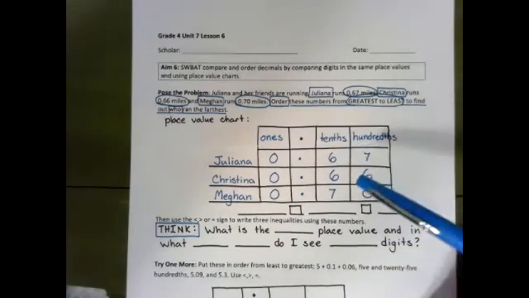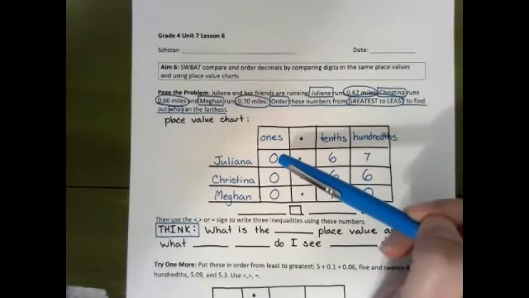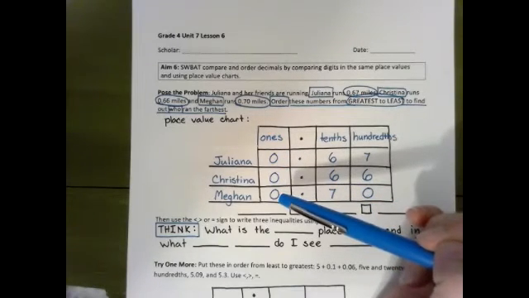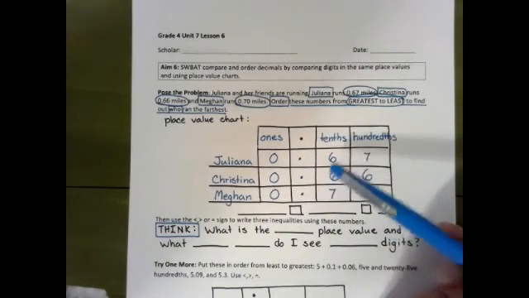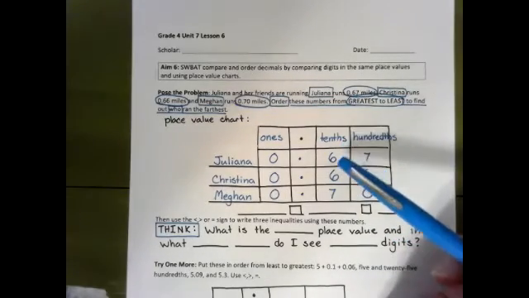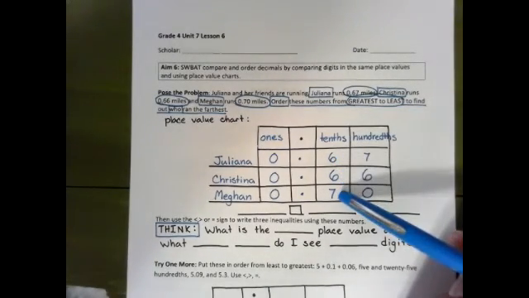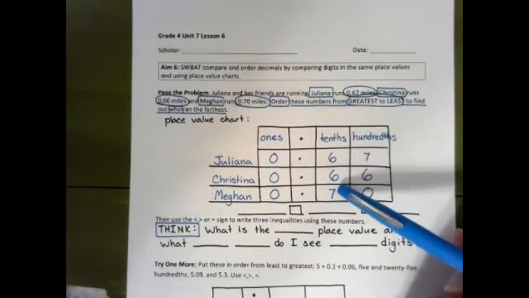In our place value chart, even though the ones column is the highest place value, we don't have any values there. So we're going to go to the next highest one, which would be our tenths column. We're going to use the tenths column to compare the values. We see 6/10, 6/10, and 7/10. So here we have different values that we can compare.